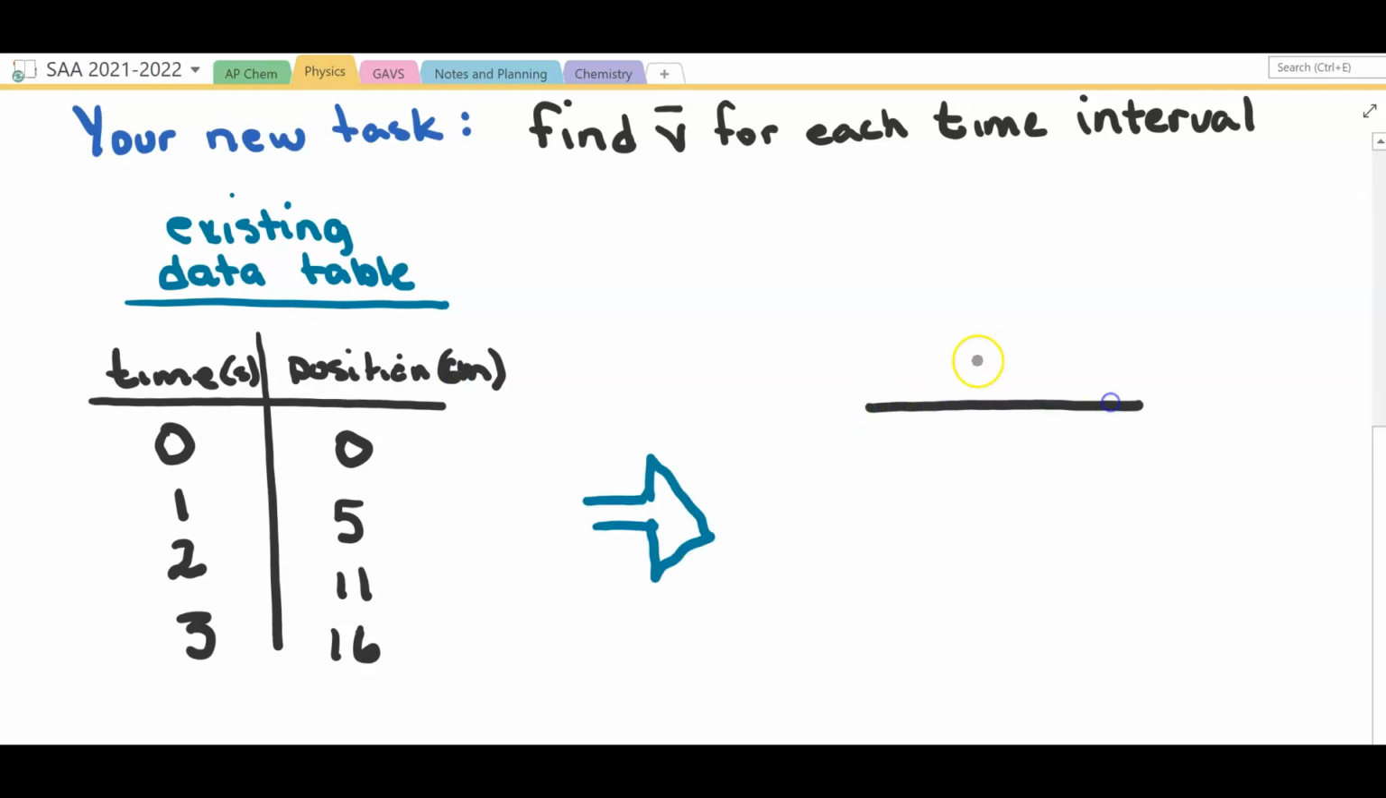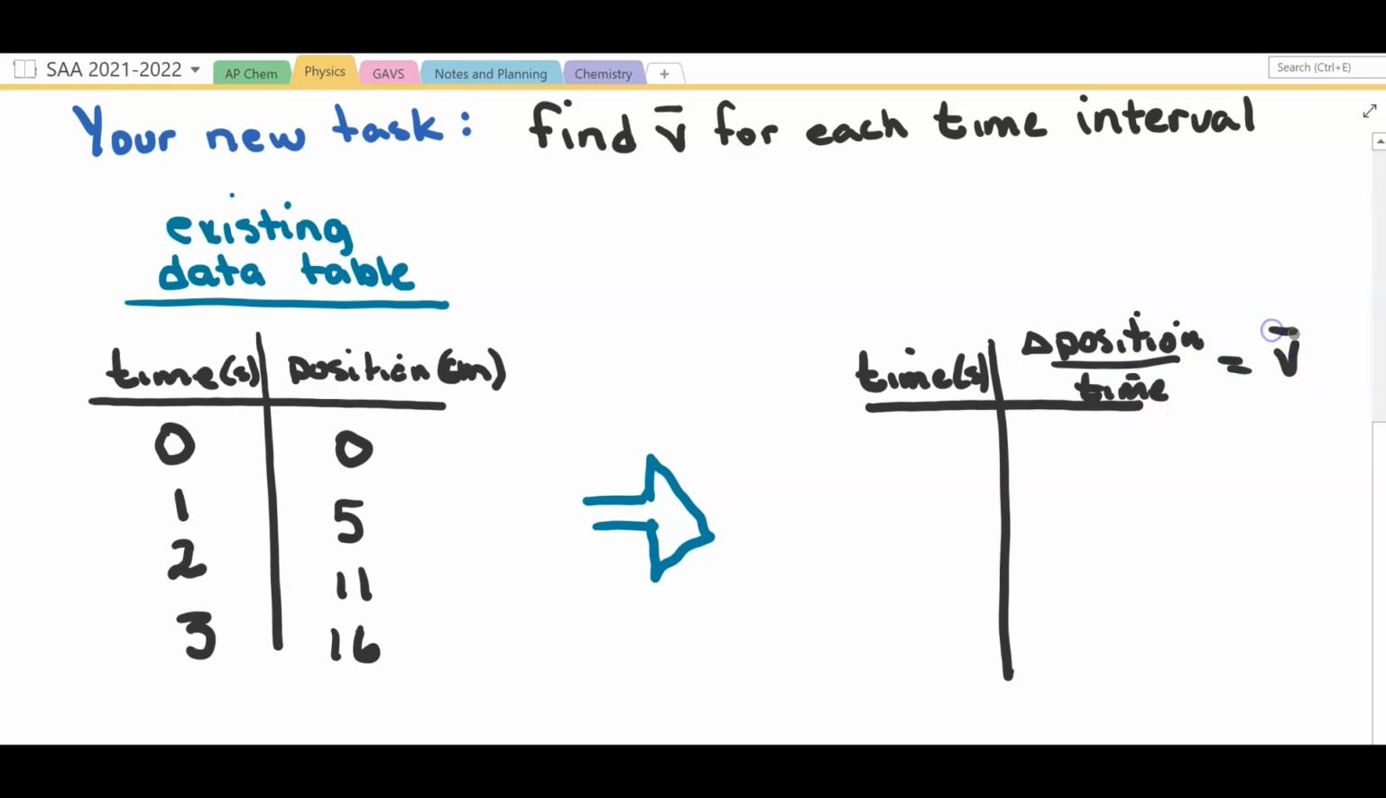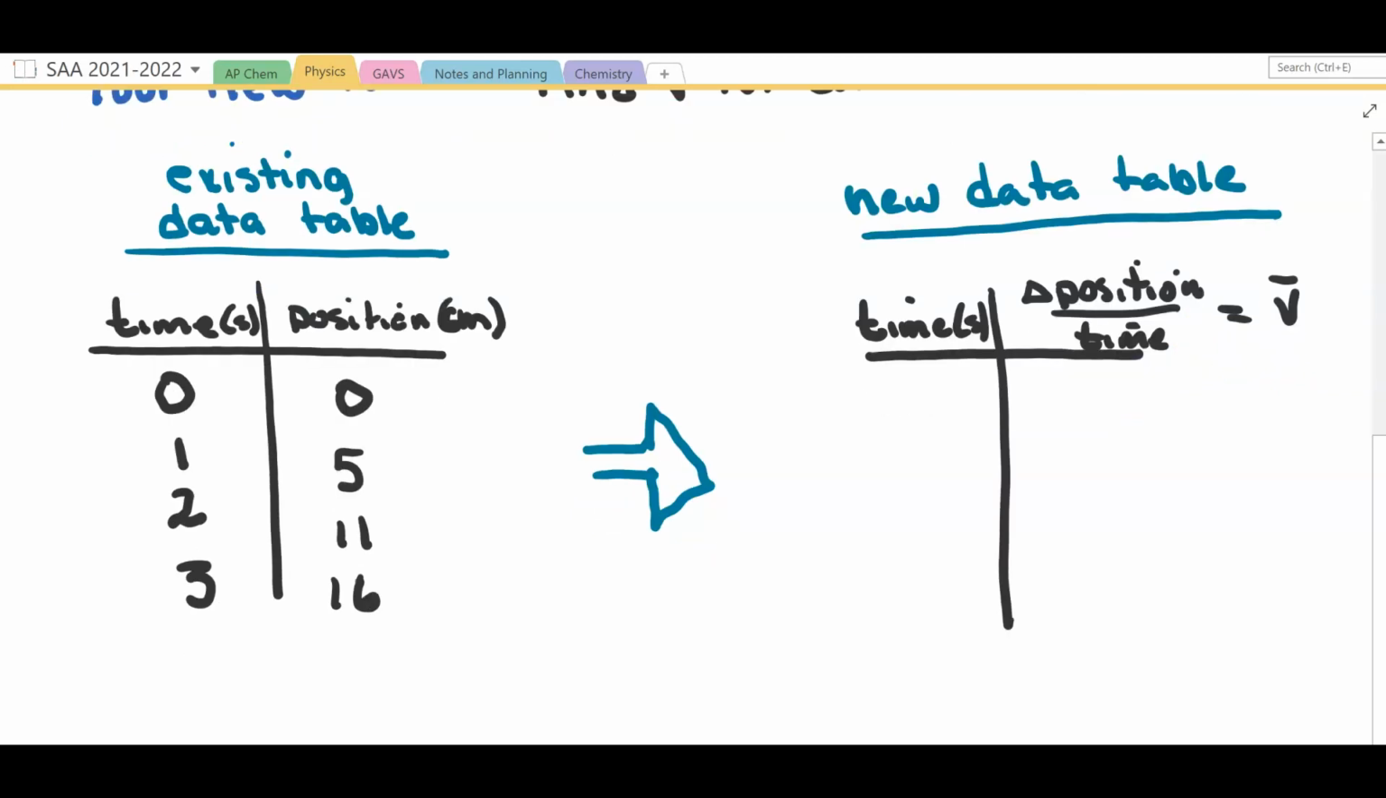We want to create a new data table. This one is going to look at time in seconds in a ratio with the change in position in a ratio with time. Or what did we just say that was? That was the average speed. Let's take a look at how to do this.